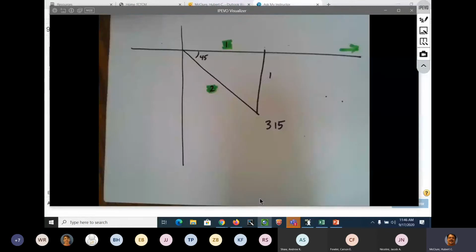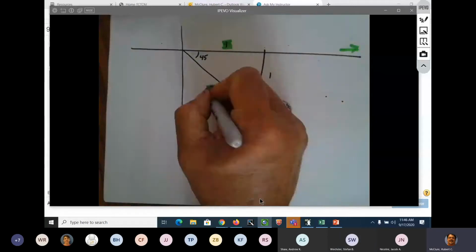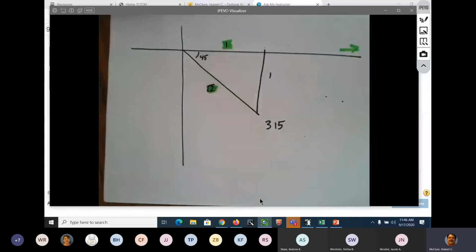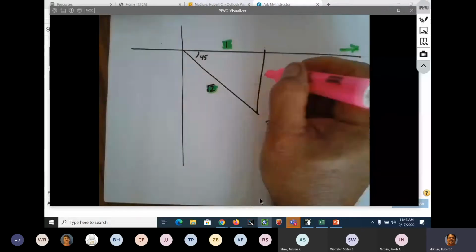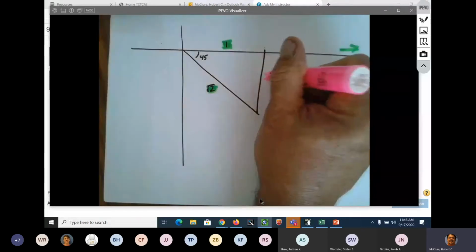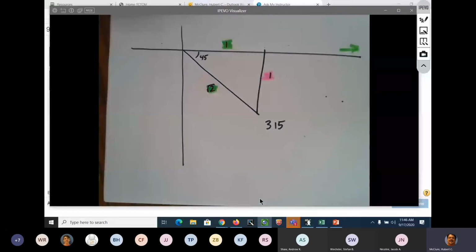Wait, isn't it root 2? You have 2 as the hypotenuse. Oh, yeah, I'm sorry. Yes. Thank you. Yes, sir. I just want to make sure y'all were awake. And the negative is right there, so we put a negative there.